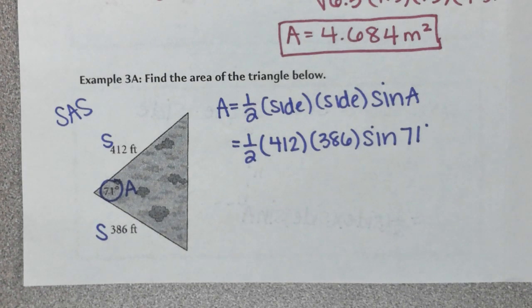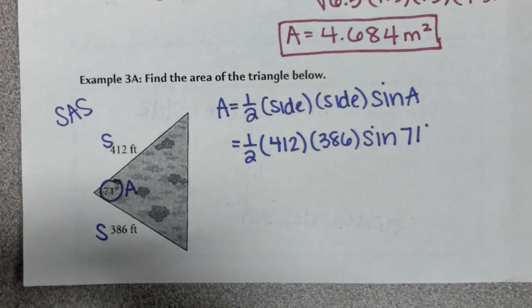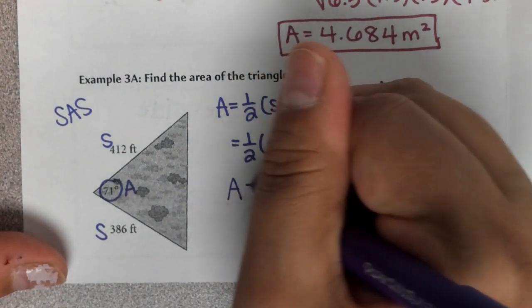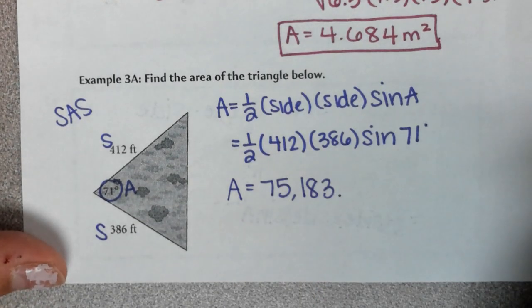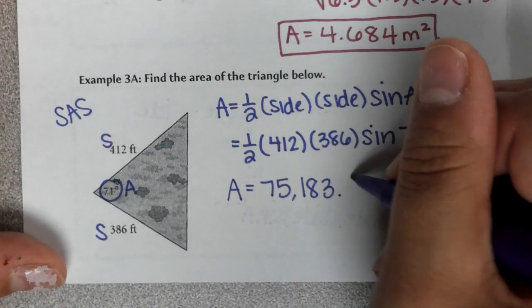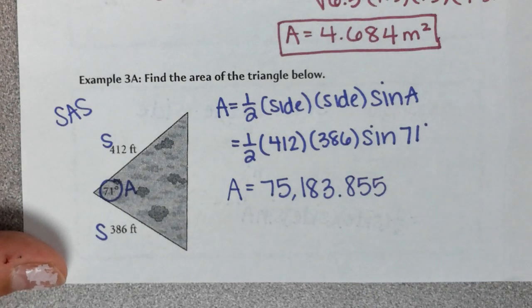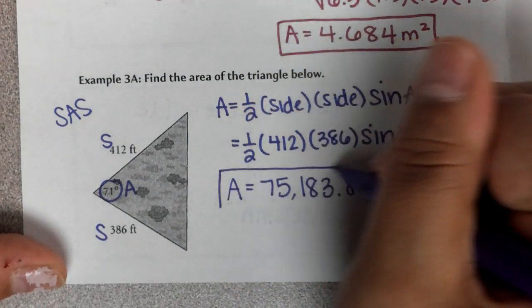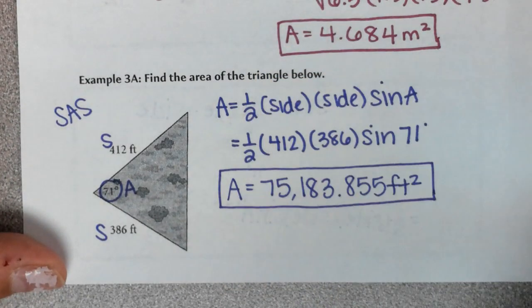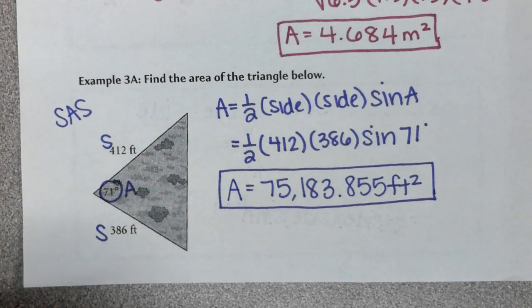When you type this in, 1/2 times 412, is it 386? Yeah. And then sine of the angle, it is a ginormous number, but that's the answer. 75,183 point, go to the thousandths, 855 feet squared is my answer. And that's the side angle side formula.